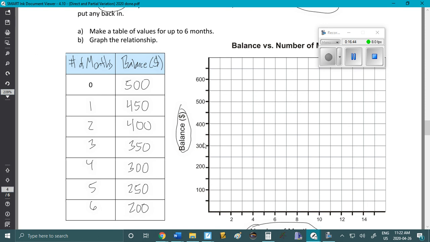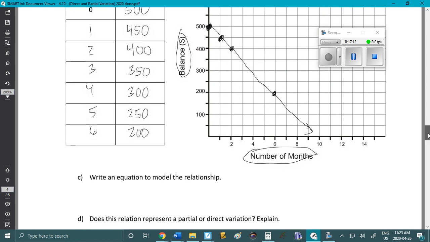So we made a table. We're going to graph it. So 0 months, $500, starts here. 1 month, she's down to 450. 2 months, 400. I don't want to graph all these points. They're clearly making a line. I graphed the last one, 6, 200, and I draw a straight line. Not so much, but I try my best. So there's the graph. Let's answer the questions.